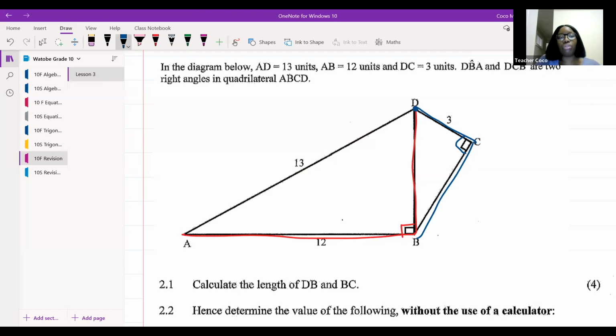Are two right angles in a quadrilateral, A, B, C, D. So we've got a quadrilateral, A, B, C, D. Okay, that's it, Mohammed. They're both 90-degree angles. So they do tell us in this.